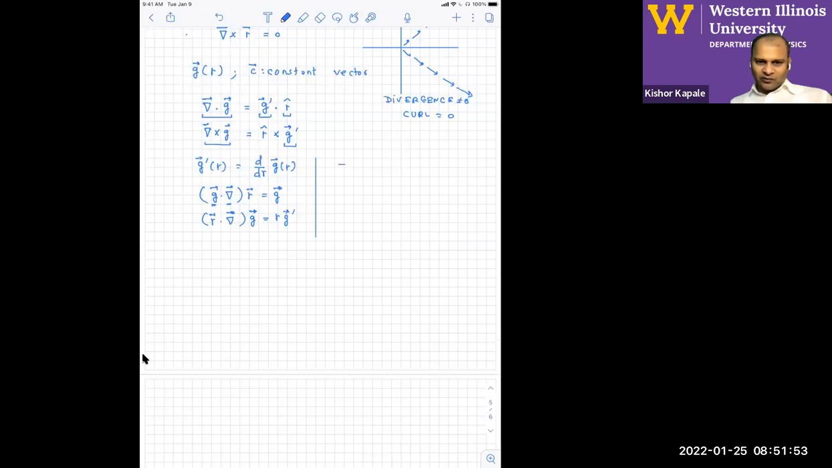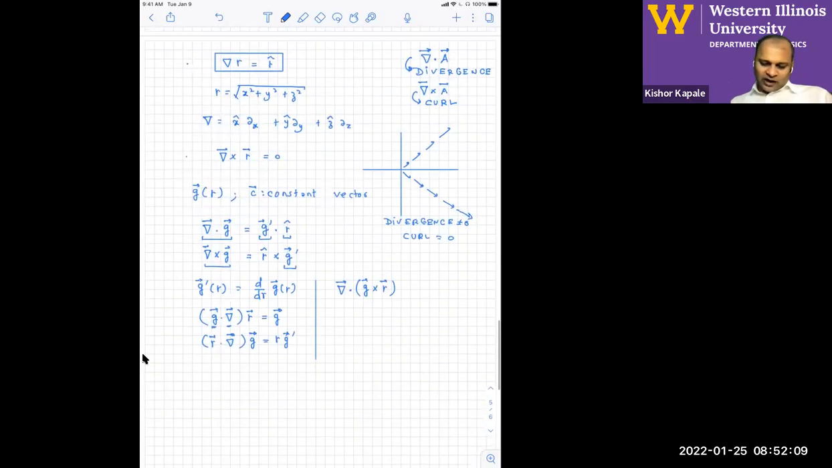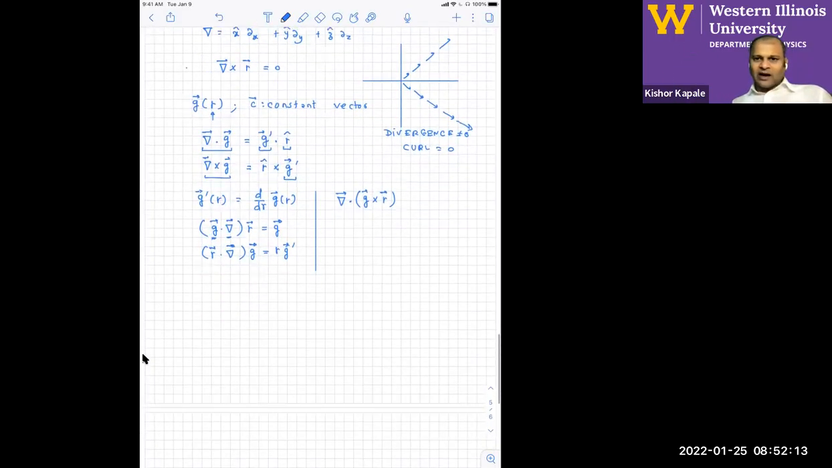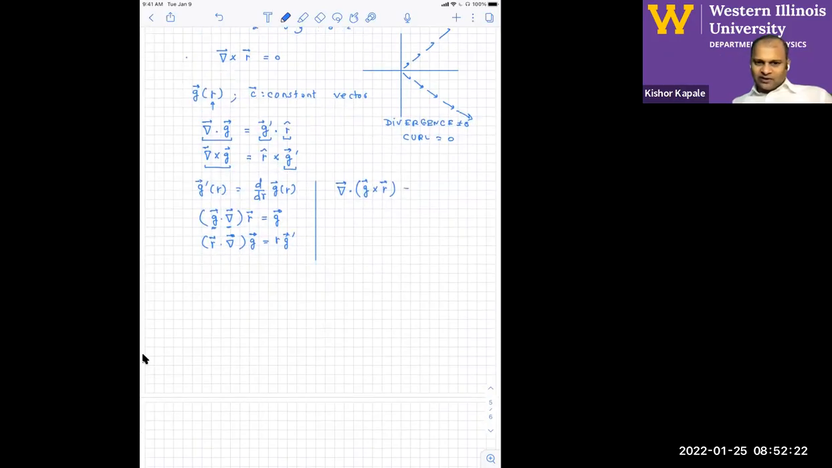Let's write down one more interesting one. It turns out the divergence of G crossed with R, right? So G is some field, some random field. You don't know what it is. The only thing that you know is that it's a function of R. That means it has some specific value at R, and it does not depend on the angles. That means it's a radial field, right? If the angle changes, the value is not going to change. And this quantity, interestingly, is 0.